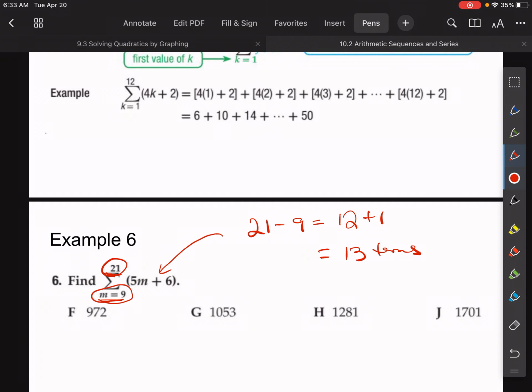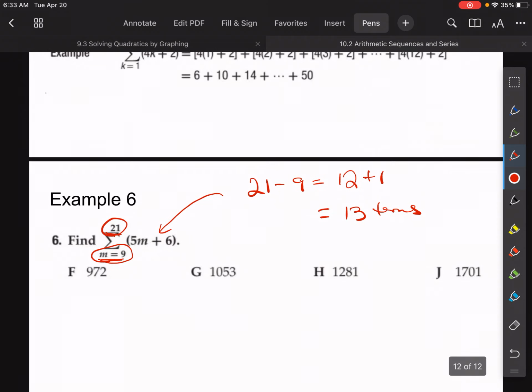Now I need to find my first term, obviously. Once I know this, I know that n is equal to 13. All this thing means here, you guys, is the sum notation: the sum of the sequence from the 9th term of the sequence to the 21st, using this pattern. So there's 13 pieces here.